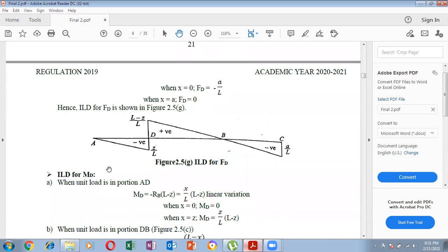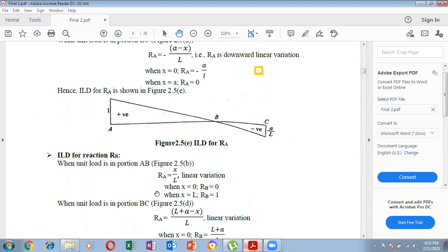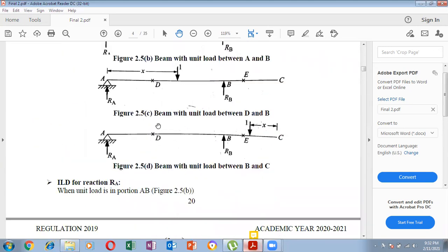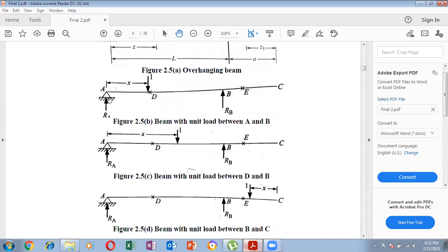Next, moving on to the influence line diagram for bending moment M about D. Similarly, we will consider the three loading positions, starting with when the unit load is in portion AD. Taking moment about point D, we can take either right hand side or left hand side. So this is the loading condition A to D, and the distance from A to D is Z.